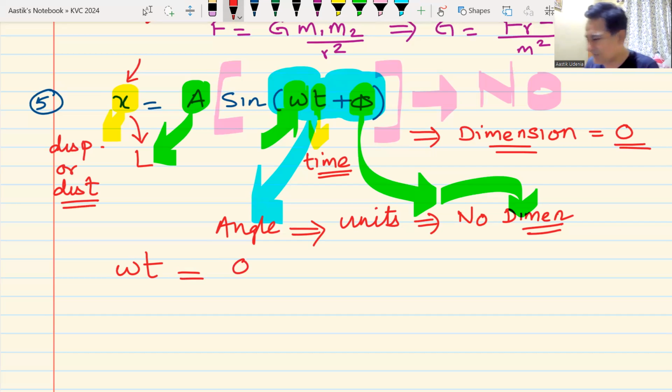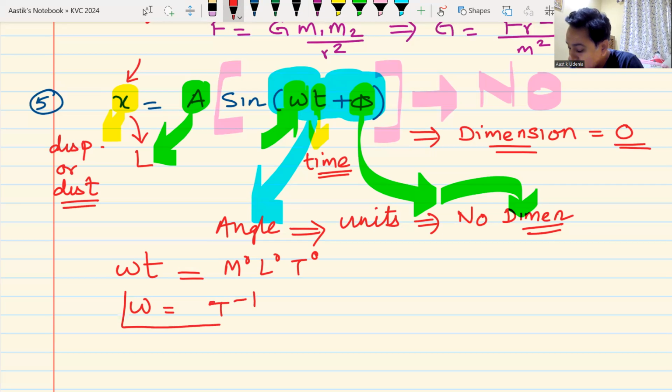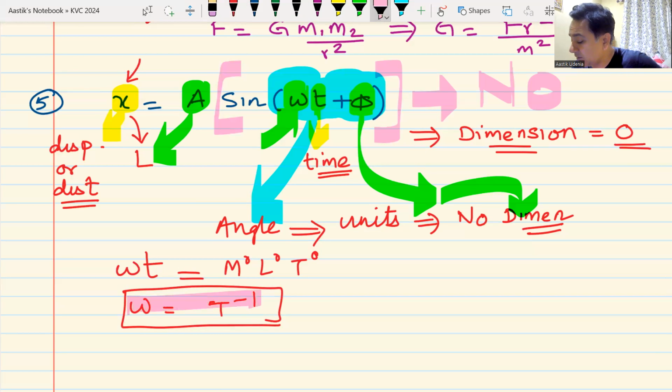If I write it like this, it will just not look good, so I will write it like this. The dimension of omega into t would be 0, so I will write it as M0 L0 T0. Now I can get the dimension of omega. The dimension of omega will be the inverse of T. So M will be 0, L will be 0, but T would be -1. When T to the power -1 gets multiplied by T, you will get T to the power 0, and it will become a dimensionless quantity. Are you getting me, everyone?